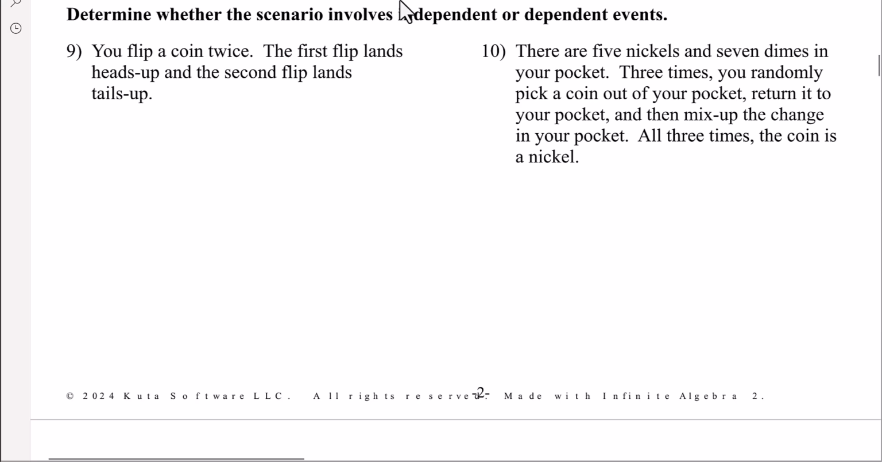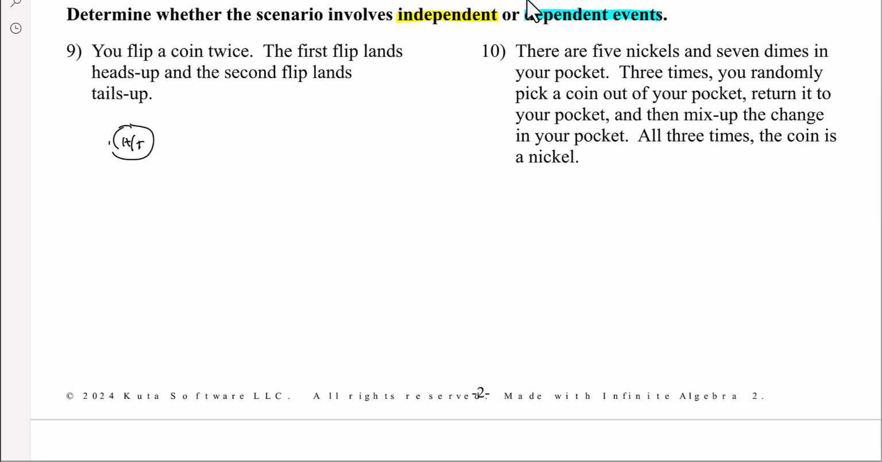Okay, now we're going to talk about probability that is either independent or dependent events. So we'll give some examples. You have a coin, right? You've got heads or you have tails. So you take the coin, so I'll just put heads slash tails.